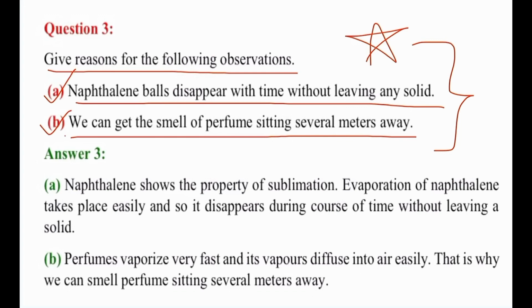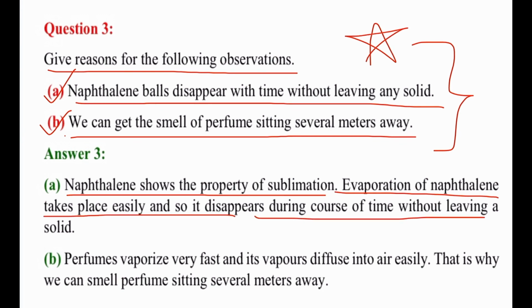Let's see the answer. Naphthalene shows the property of sublimation. Evaporation of naphthalene takes place easily and so it disappears during the course of time without leaving a solid. So naphthalene balls are volatile substances which sublime, that is, they change from solid to gaseous state without coming into the liquid state. So next is part B.